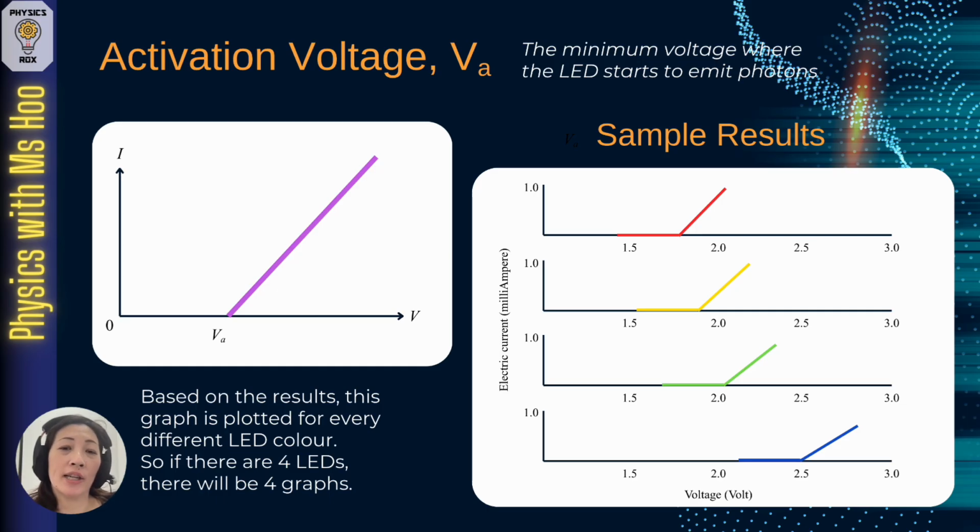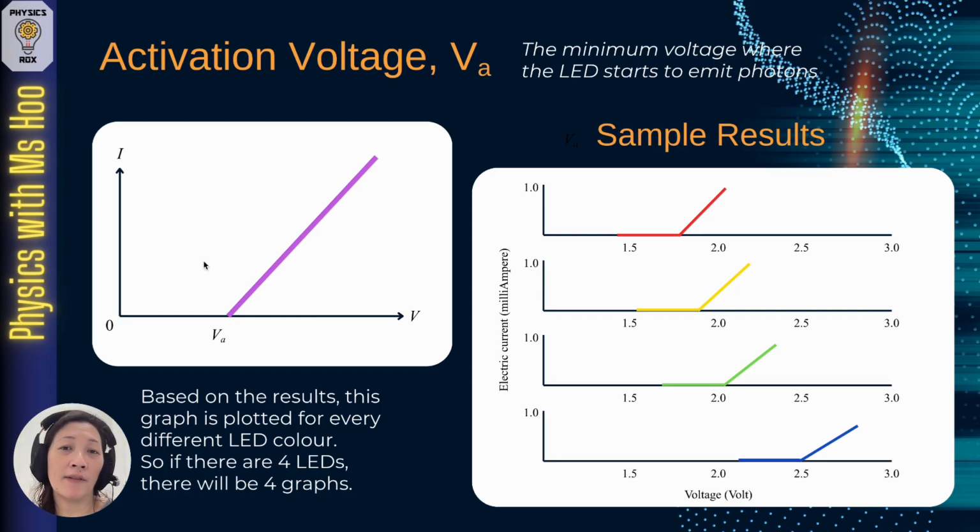Once the activation voltage has been met, current can flow through the LED, and thereafter the photons can be emitted. Different metals which emit different colors have different activation voltages, so that's why you can see on the graph on the right hand side, the different color LEDs have different activation voltages.